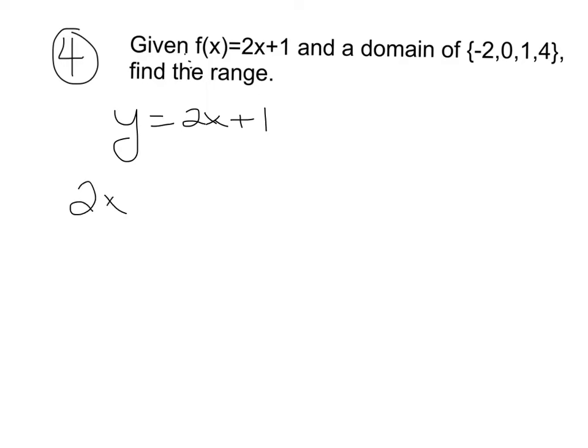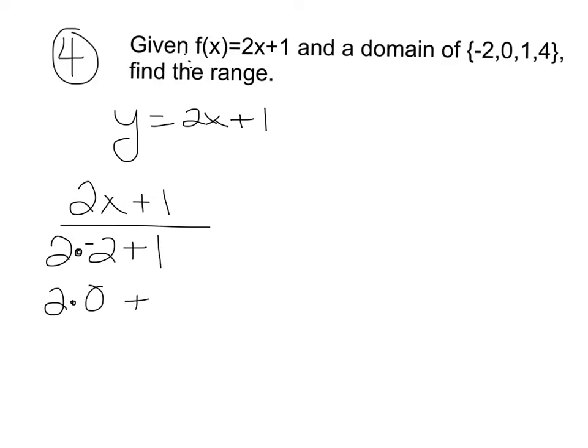So I have 2x plus 1. I'm going to basically solve that little equation for y. So I have 2 times -2 plus 1. I have 2 times 0 plus 1. And the -2, so this -2, this 0 are just coming from right up here. All right, that's all the stuff we're given. So 2 times 1 plus 1 and 2 times 4 plus 1. So you just have 4 little mini problems to solve.